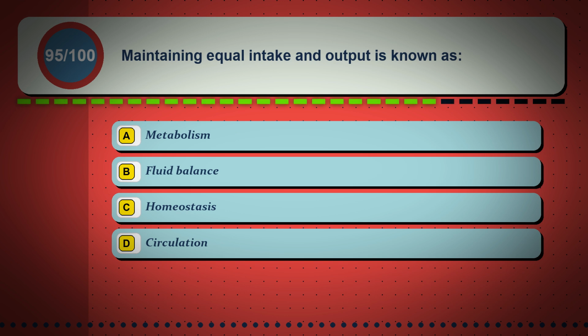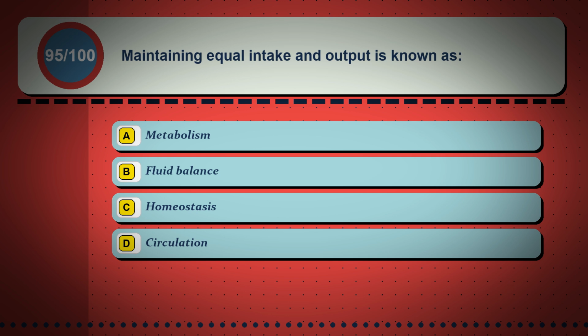Question 95. Maintaining equal intake and output is known as: Option A, metabolism. Option B, fluid balance. Option C, homeostasis. Option D, circulation.